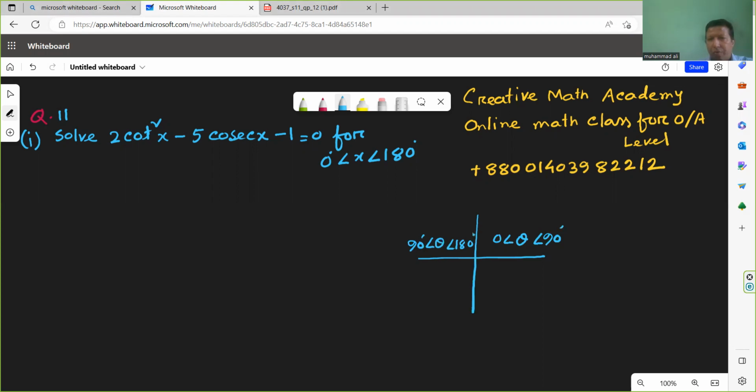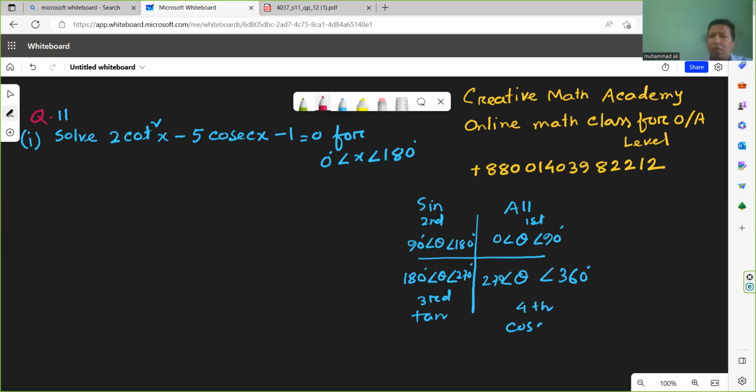Third quadrant, 180 degree to 270 degree. And fourth quadrant, 270 degree to 360 degree. The first quadrant is said to be All. Second quadrant is said to be Sine. And third quadrant is Tan. And fourth quadrant is Cos. One thing we have to remember, from All, everything is positive. Sine theta, cos theta, tan theta, everything is positive in the first quadrant.